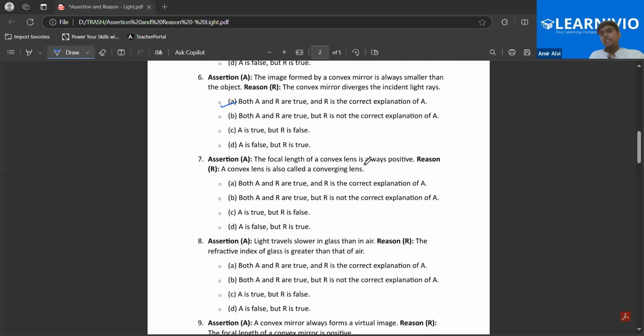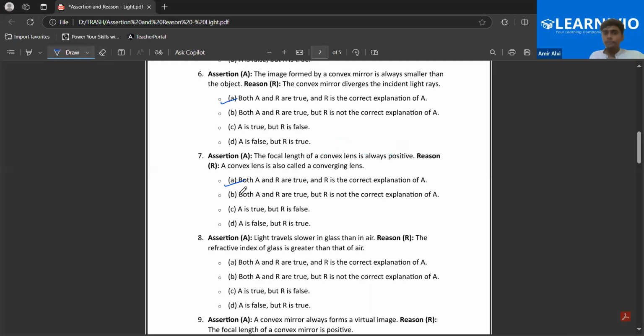The focal length of a convex lens is always positive. I've told you that whenever the word convex appears, the focal length would be positive for both mirror and lens. So the assertion is true. Convex lens is also called a converging lens, so that is also true. How is it the correct explanation? Everyone see this. This is a lens. Light rays are coming like this, and they focus at the principal focus due to the converging nature, right? So option A is the correct option. Am I clear to all of you? Please do let me know. Yes. Check it. That's great.